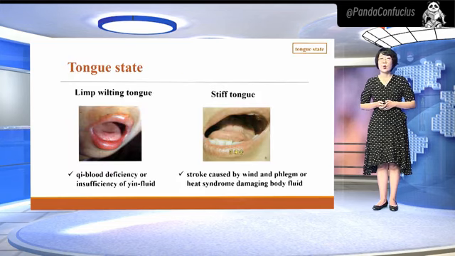About tongue state, we have limp wilting tongue, stiff tongue, deviated tongue, and trembling tongue. Limp wilting tongue is weak and has no strength to move. It means qi, blood deficiency, or insufficiency of fluid.